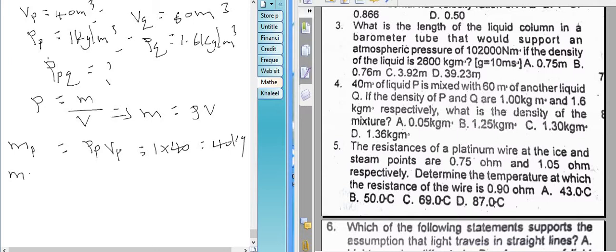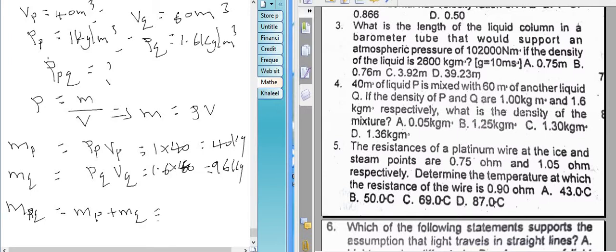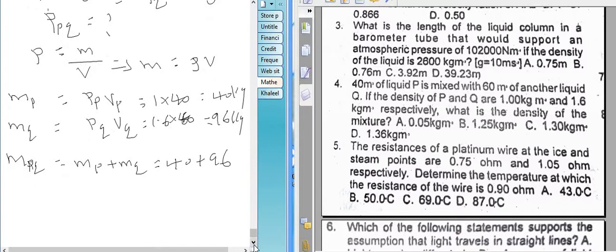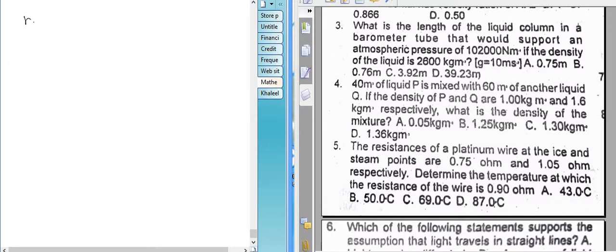So again, mass of component Q is equal to density of component Q times the volume of component Q. What is the density? The density is 1.6 times the volume, which is 60, which is equal to 96 kilogram. So now we can find the mass of the mixture, let us call it MPQ, which is going to be equal to the mass of component P plus the mass of component Q, which is equal to 40 plus 96. So by addition, mass of the mixture is equal to 136 kilogram.